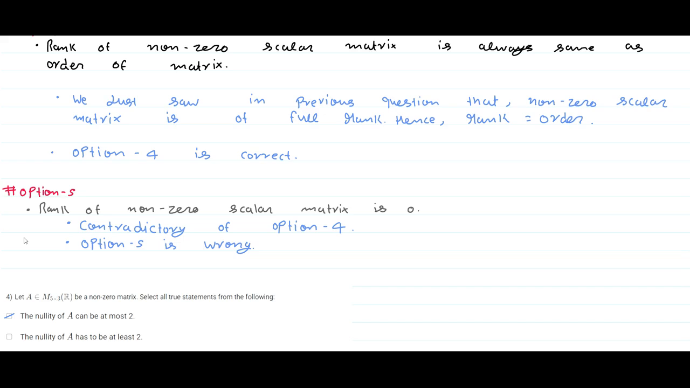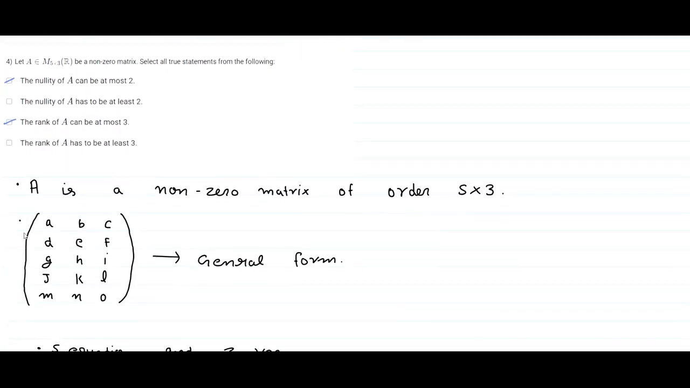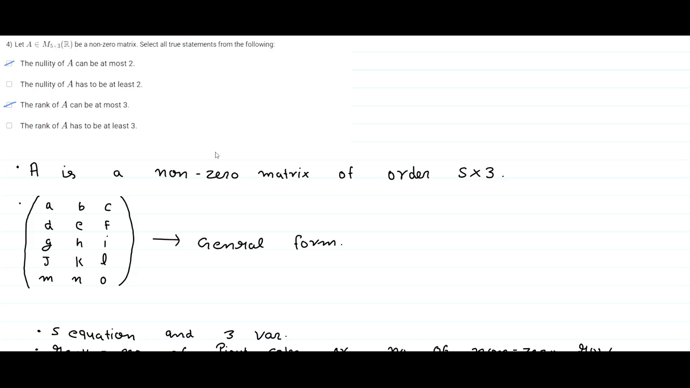Now let us move to question number 4. Question number 4 says that A is a 5 cross 3 real non-zero matrix. Choose the set of correct options. Okay, before jumping to the options, let us first see the general form of A, which looks something like this.